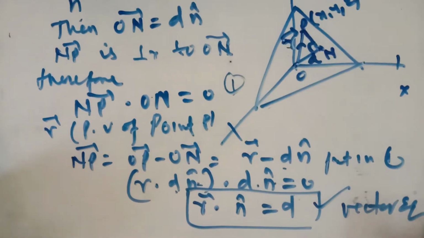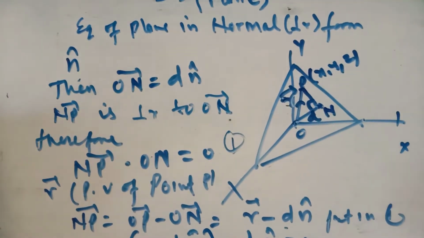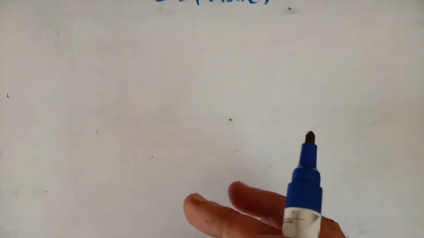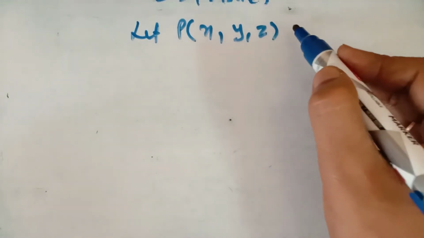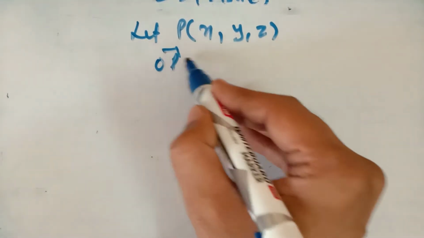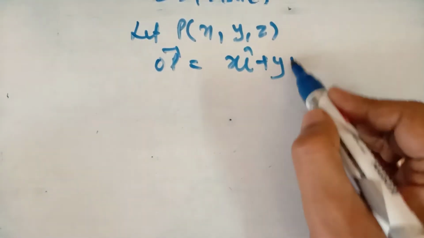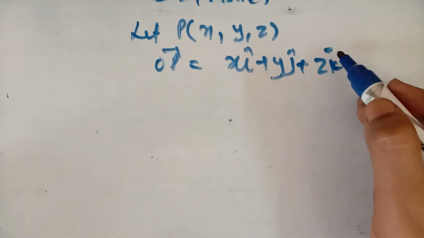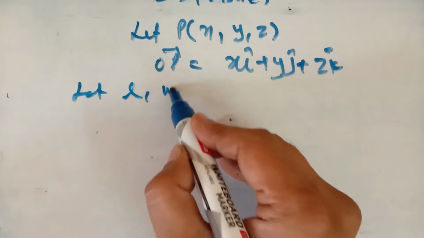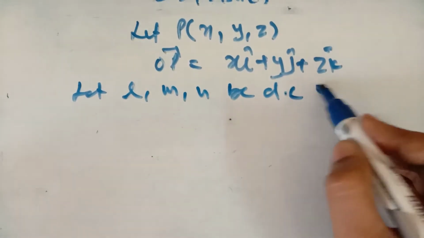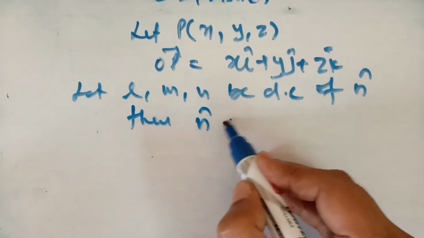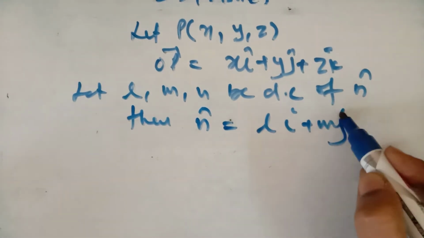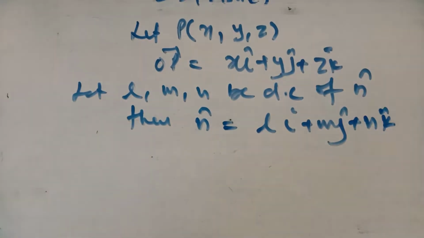Now we'll find the equation of the plane in the normal form when we have it in the Cartesian form. So let the coordinates of the point P, as we have already done, be x, y and z, and then the position vector of P will be equal to xi plus yj plus zk cap, and let l, m, n be the direction cosines of the n cap, which is a unit vector along the normal. Then the n cap will be equal to li plus mj plus nk cap. This is the n cap.